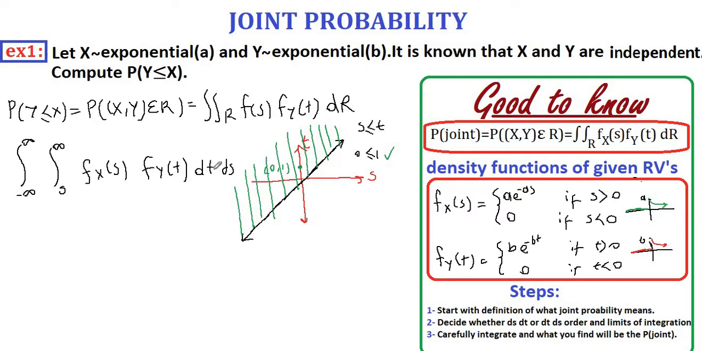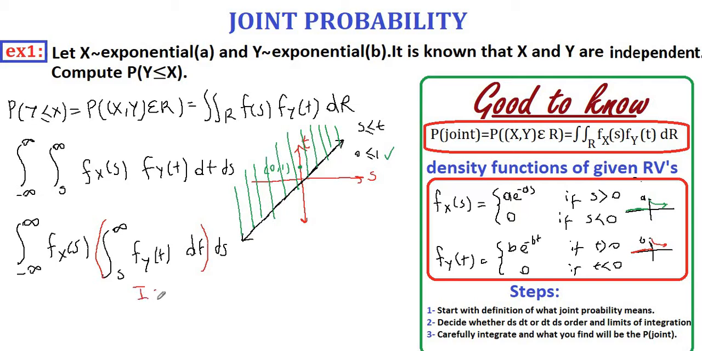Since we are integrating dt first, we can use it as our inner integral. So we can take out fx, integral from negative infinity to positive infinity, fx of s, integral from s to infinity, fy of t, dt ds. Now we know that this is our inner integral. Let's call it I of s.